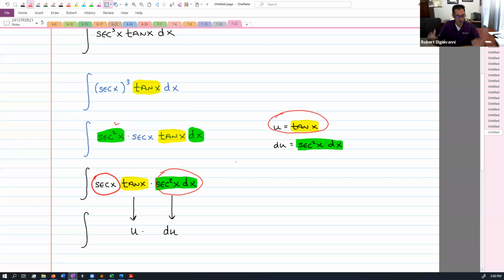So where we are right now is we're at a place where we cannot replace this easily with something in terms of u. Do y'all see that? We don't have a relationship. Cody, what do you want to say about this? I was thinking, well, we could break the secant squared x into two secants, and then the derivative of secant x is secant x tan x. So then you could run with that.